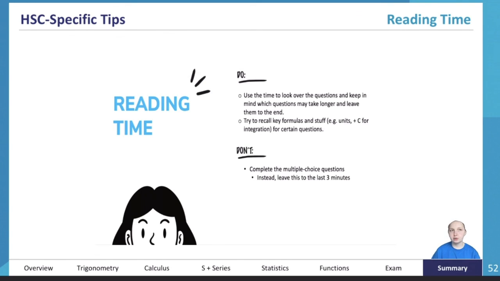Sort of make a mental note of, I think question 29 is going to be really hard. So when you get to 29, mark it, come back to it, okay? If you know it's going to take you a little bit longer and you want a little bit more time. And as you're flicking through the paper, try to recall key formulas and things such as your plus C for integration. You never want to forget it. Recalling which differentiation or integration formula you're going to have to use. Just key formulas, key stuff for certain questions as you're flicking through that paper.